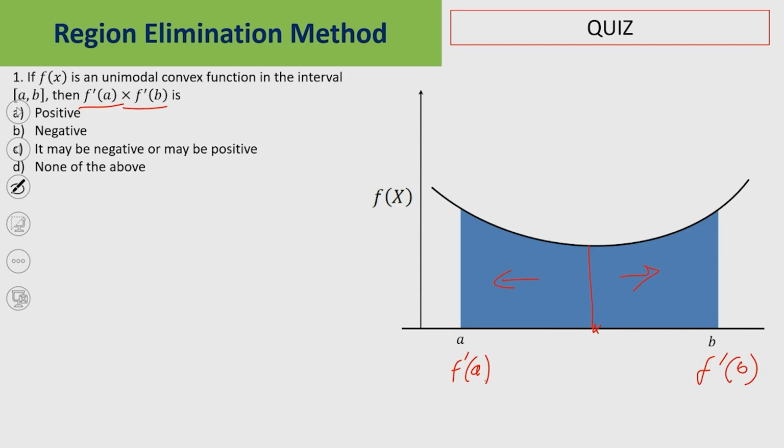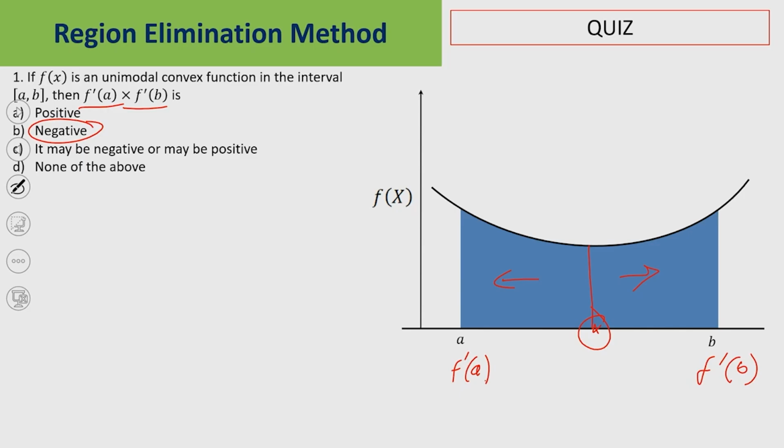So, if there is an optimum solution, then the sign of f dash a into f dash b should be negative, because one will be negative and one will be positive. Therefore, the product will be negative. So, the answer is negative.